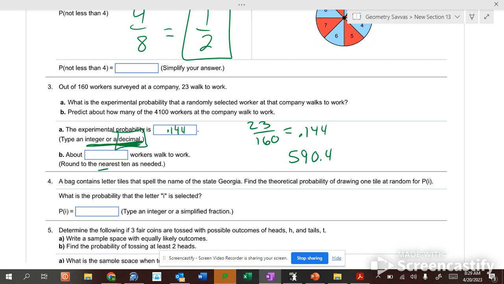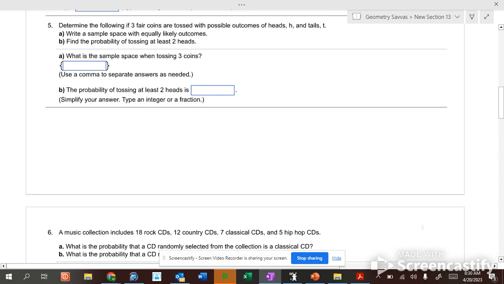590.4. Now it says round to the nearest 10. What's the nearest 10 to 590.4? What would that be? The nearest 10, Lucy? Nearest to 590.4. The nearest 10. Would it be 590 or 600? 590. Exactly. 590 rounded to the nearest 10. All right, we'll skip one.